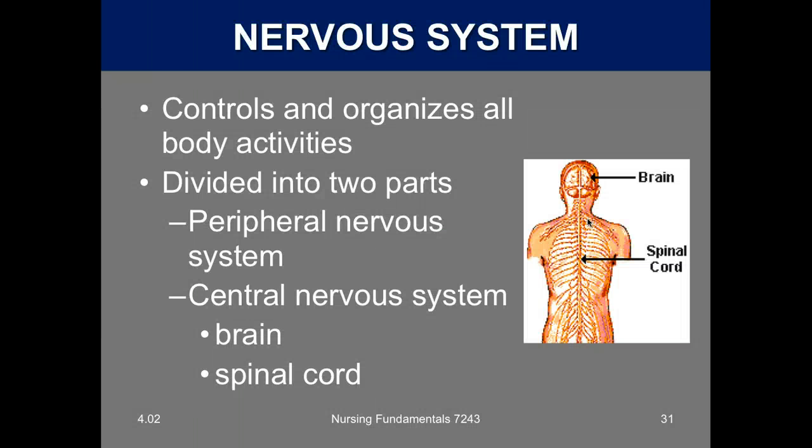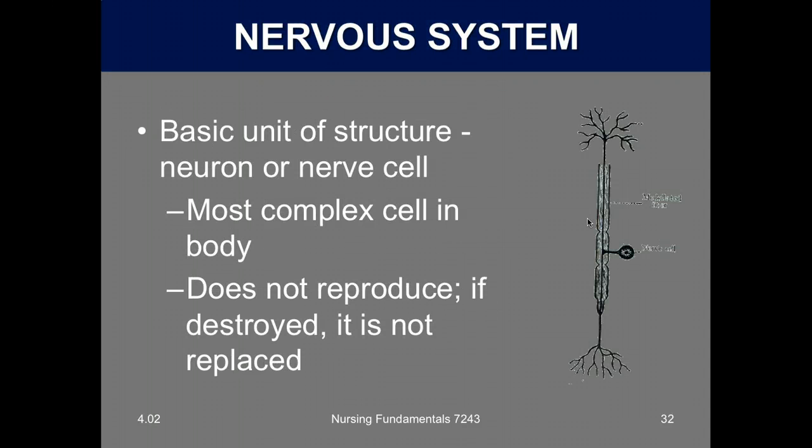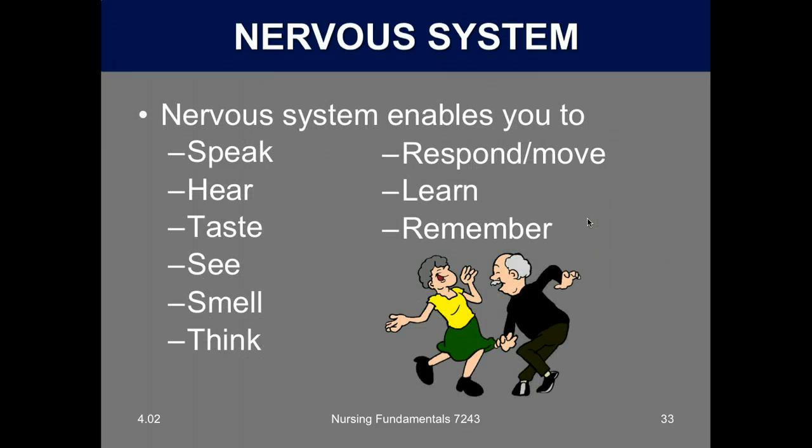So the nervous system controls and organizes all body activities. It's divided into two parts, the peripheral nervous system and the central nervous system. The central nervous system consists of the brain and the spinal cord. The basic unit of structure is the neuron or the nerve cell, which is the most complex cell in the body. It does not reproduce. Therefore, if it's destroyed, it is not able to be replaced.